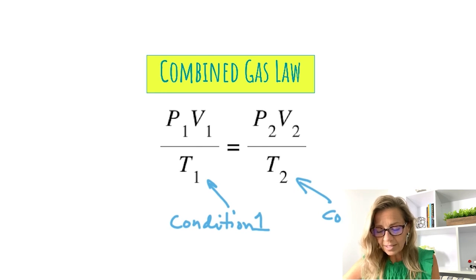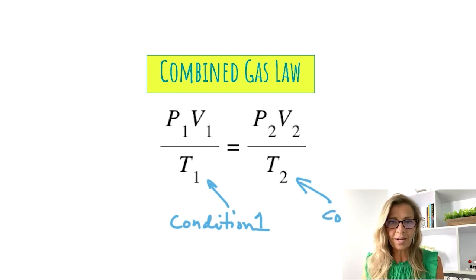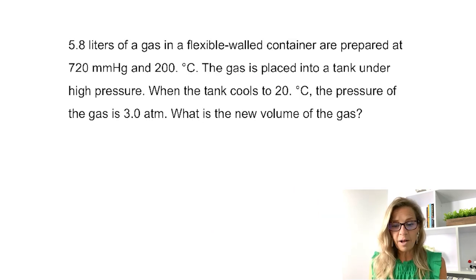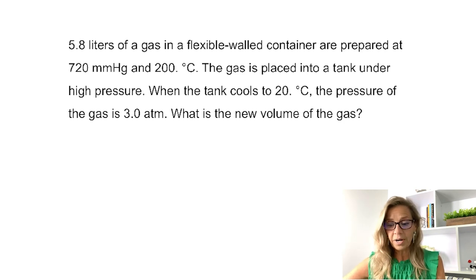And what does that mean? Well, let's say we have gas, maybe some gas inside of a balloon, and we make a change to it. Maybe we heat it up, or maybe we smash the balloon or something like that. How does that affect the other variables? That's what this equation is powerful enough to do. So let's look at a problem. Now, this looks like a lot of information, but let me show you how to break it down.